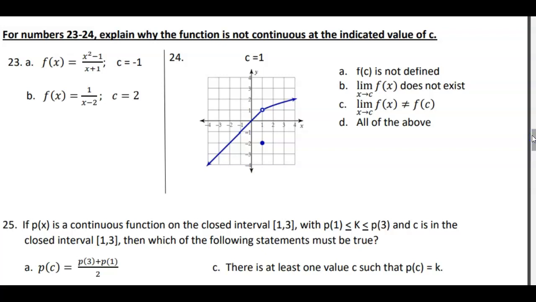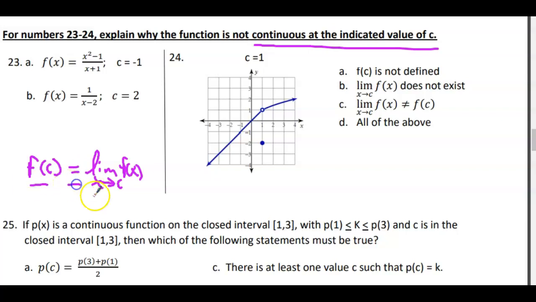All right, for numbers 23 and 24, explain why the function is not continuous. So remember, we've talked about this many times. This is a big question, obviously, right? So you want to make sure you really know how to do this. We've seen this like a bunch of times today. So how do you know if a function is not continuous? Either f of c doesn't exist, the limit doesn't exist, or they're not equal. So it's got to be one of those three things.